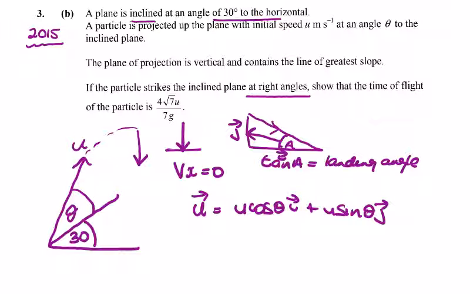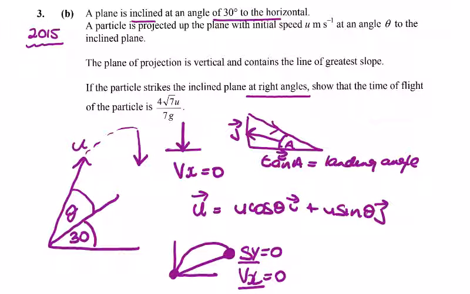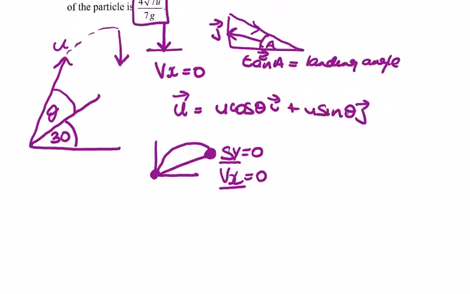So let's just do a little diagram here. We have it going like this. So s of y is equal to 0 at 2 points, here and here. And we also have velocity of x is equal to 0. So we need to get displacement in the y direction and equate it to the velocity in the x direction, these two equations, and we should be able to get the time of flight. So let's see how this works out.